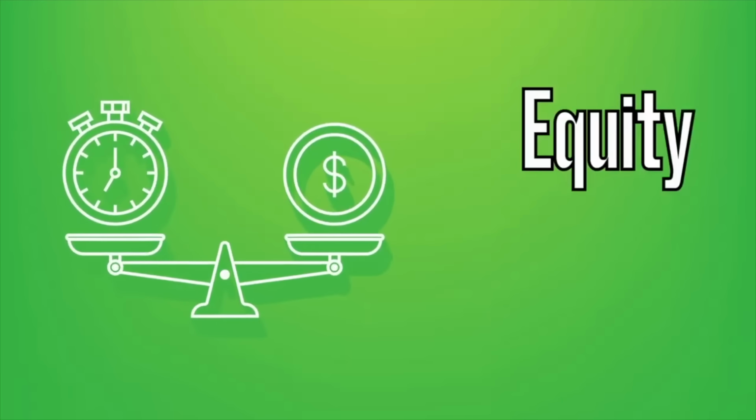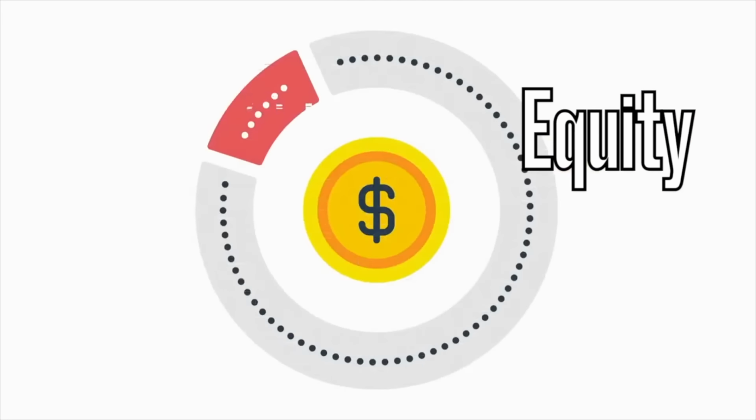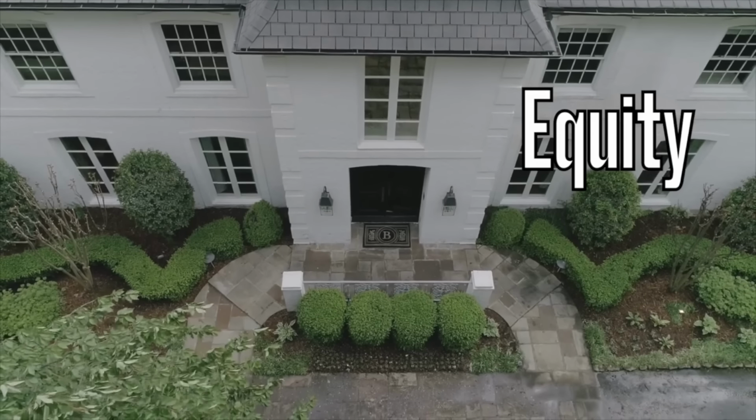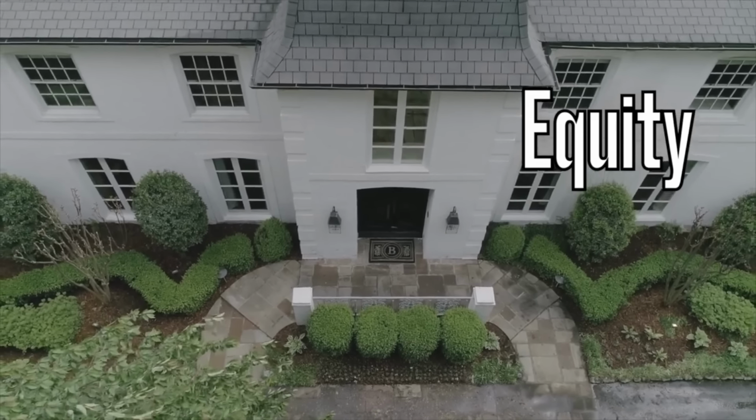Let's move on to the term equity. This is the difference between the current market value of a property and the outstanding balance of the mortgage. It represents the homeowner's ownership stake in the property and can increase over time as the mortgage is paid down and the property's value appreciates.